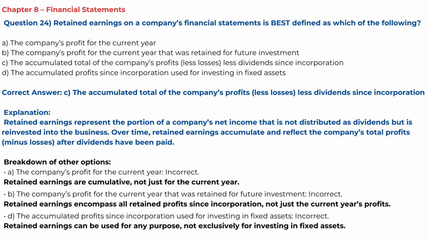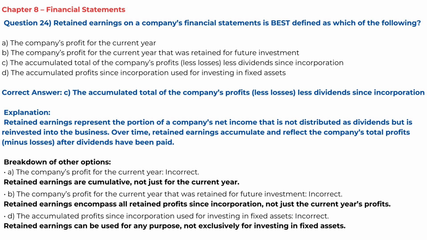Question 24. Retained earnings on a company's financial statements is best defined as which of the following? Correct answer. C. The accumulated total of the company's profits, less losses, less dividends since incorporation. Explanation. Retained earnings represent the portion of a company's net income that is not distributed as dividends but is reinvested into the business. Over time, retained earnings accumulate and reflect the company's total profits minus losses after dividends have been paid.